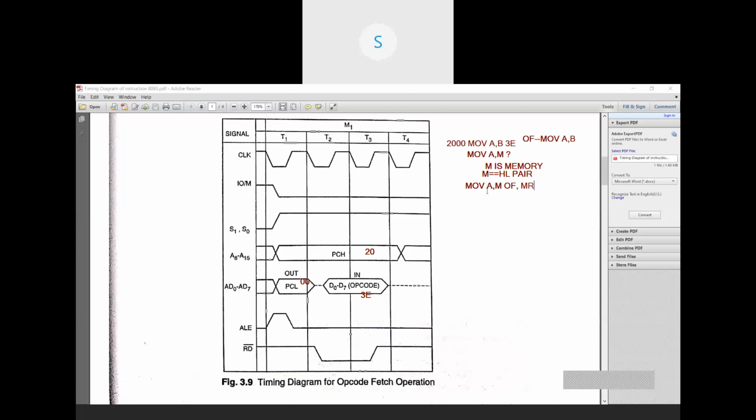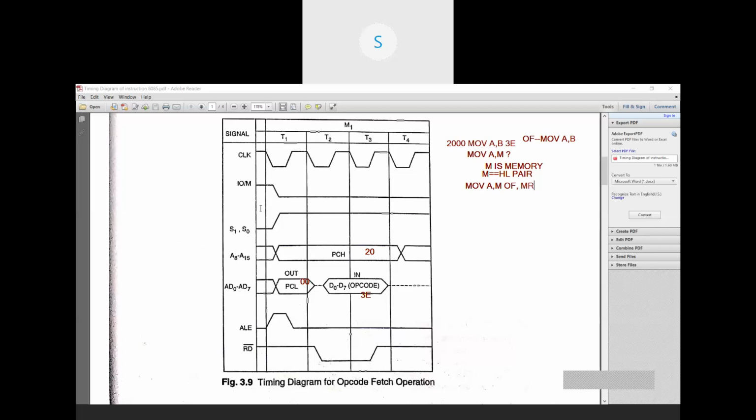So you have to see what the destination size is: 8-bit, so we can handle only 8-bit. And what is the size of the memory? The memory address is 16-bit. But the content value of that memory location is 8-bit. So 8-bit data is moving to the accumulator. And for this MOV A comma M, there are two machine cycles, opcode fetch and memory read.